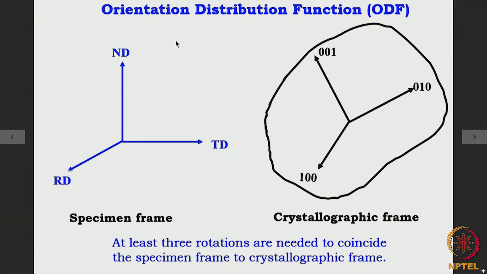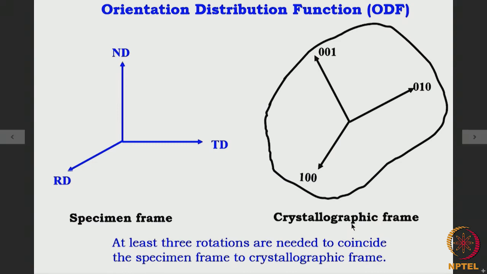Here, we define orientation by finding out what angular rotation should be given to the crystallographic frame of a grain in such a manner that 100 becomes the same as RD, 010 becomes the same as TD, and 001 becomes the same as ND. In fact, mathematically it can be shown that at least three rotations are needed to coincide the specimen frame with the crystallographic frame. So how do we define the orientation of a grain in this particular case?